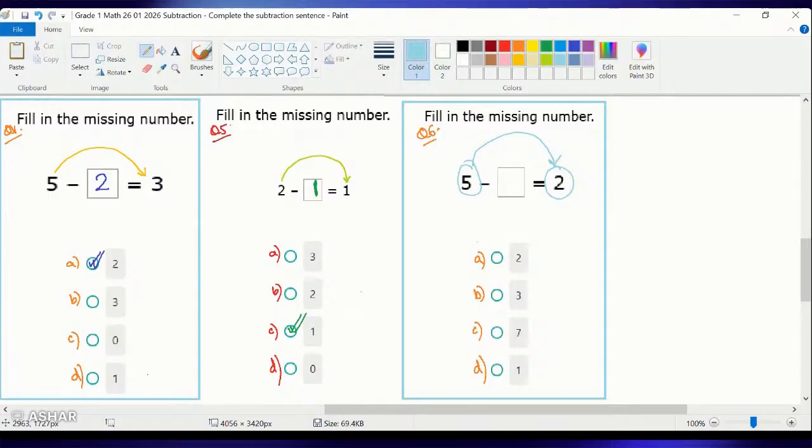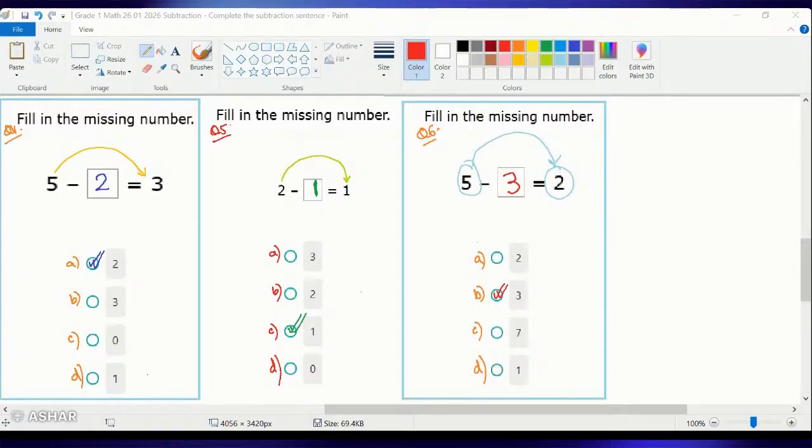5 minus 2 should be equal to, yes, it should be equal to 3, right? Thank you. So 5 minus 3 would be equal to 2, and we click on option number B. Okay. That means option B is the correct option.